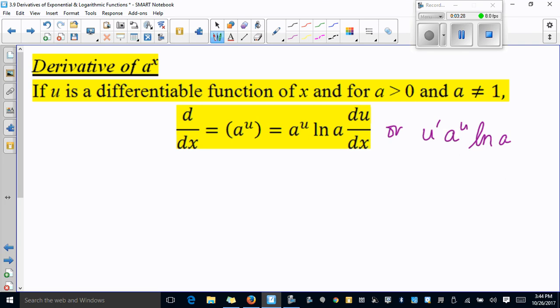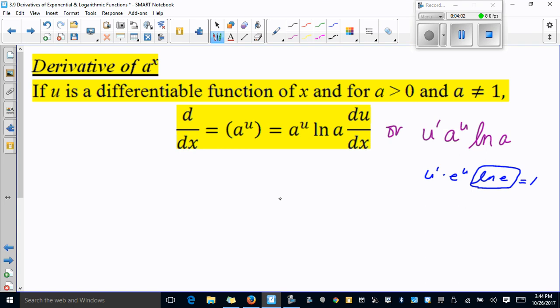This is where I can always point out that e to the x is the same idea. It would be u prime times e to the u natural log of e, because that's the a value, but natural log of e is equal to 1. That's why it doesn't have it, because it's a special case. So if you can start with this going, oh, it's the same as e to the u, it's just I have to take the natural log of whatever the base is. So that might help you out on some of these.